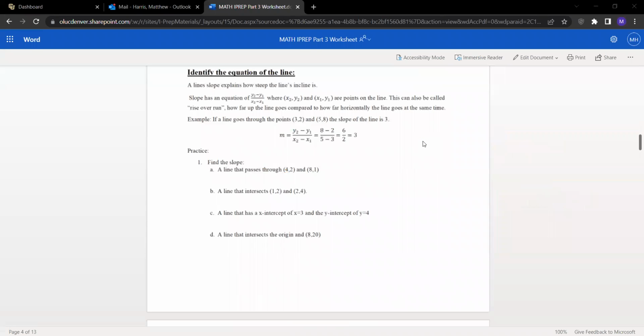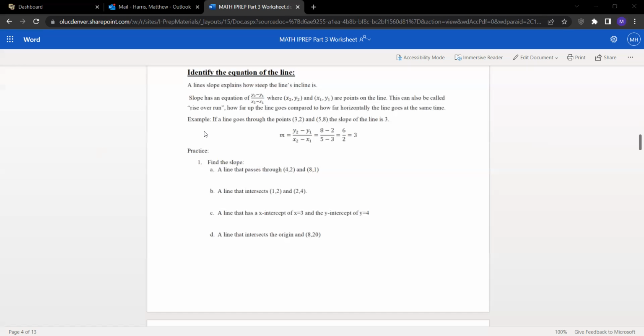Identify the equation of the line. A line's slope explains how steep a line's incline is. So as we talked about in the lecture earlier, if we have a very high number as our slope, we're going to have a very steep line. If we have a very low number, it's not going to be as steep. So slope has an equation of y2 minus y1 over x2 minus x1, where (x2, y2) and (x1, y1) are points on the line. This is also called rise over run, because it talks about how far up the line goes compared to how far it goes horizontally at the same time.